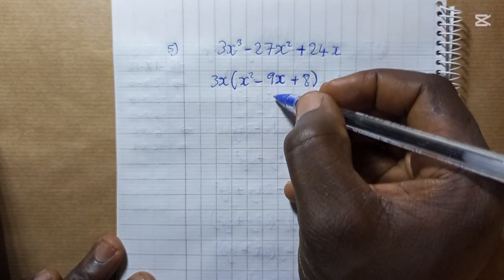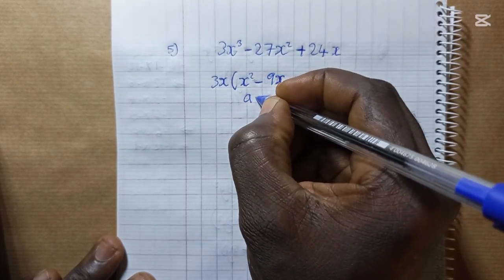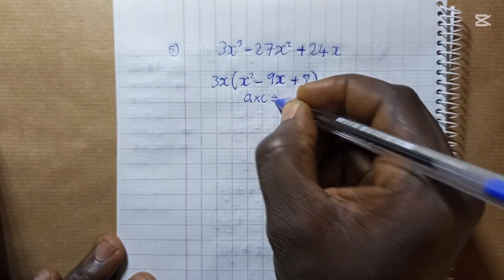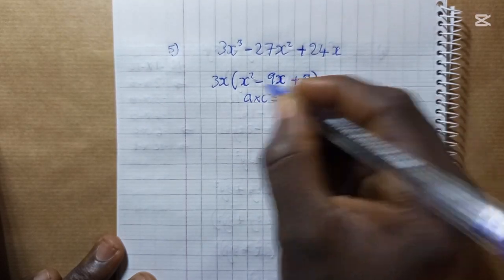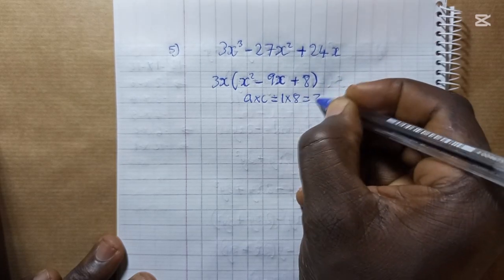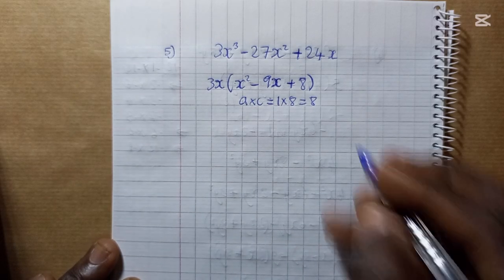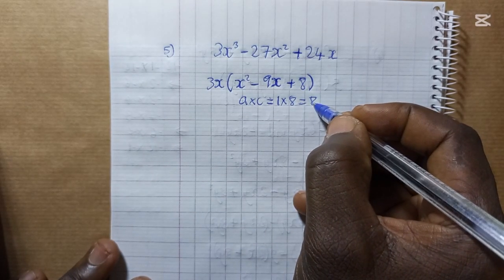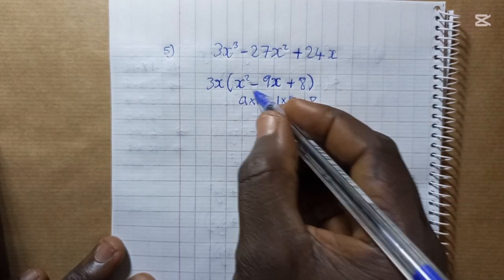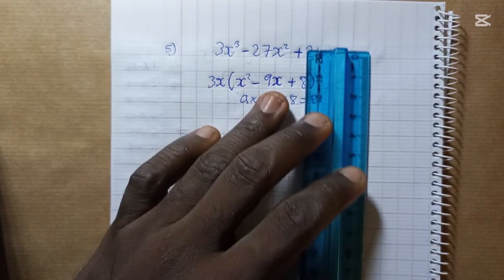So we are going to break this down now. The first step is AC, that is a times c, which is 1 times 8, first term times last term, which is equal to 8. Now we're looking for two numbers such that when we multiply them we have 8, and when we add them together will give us minus 9.